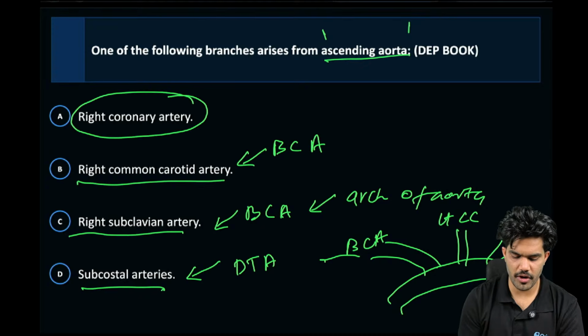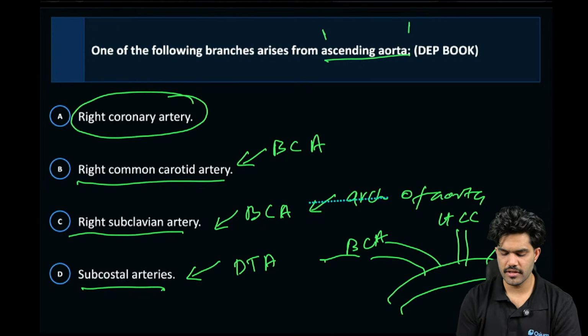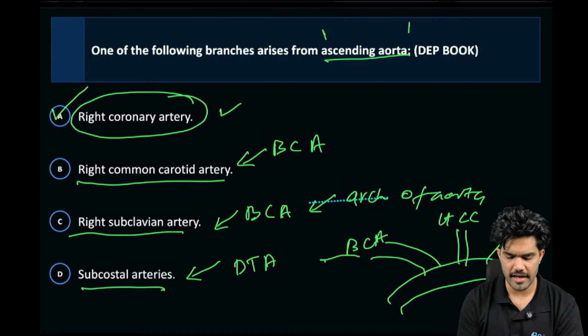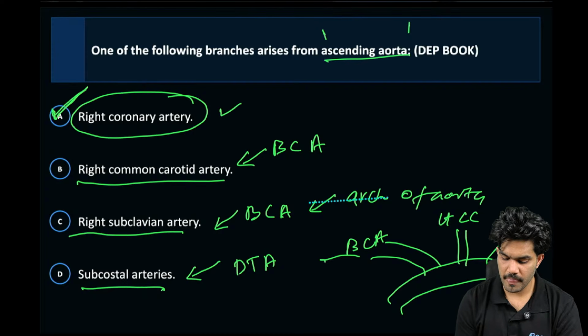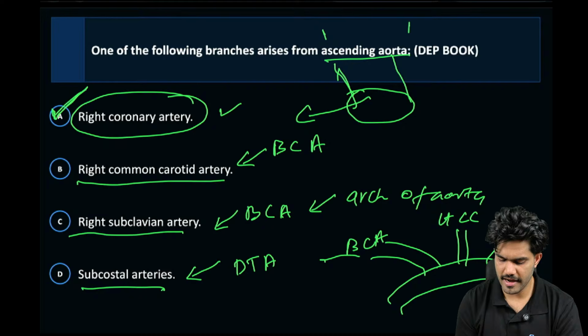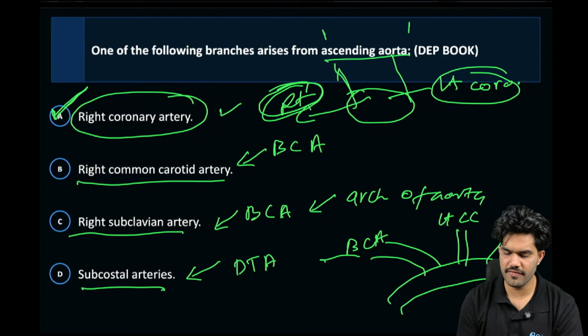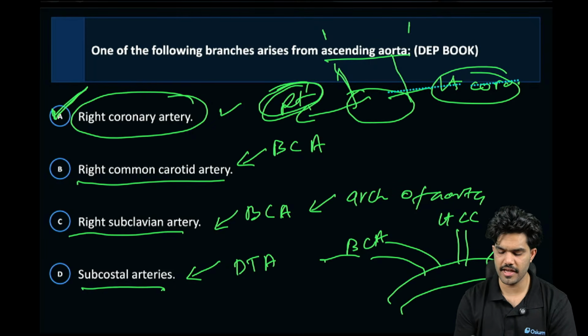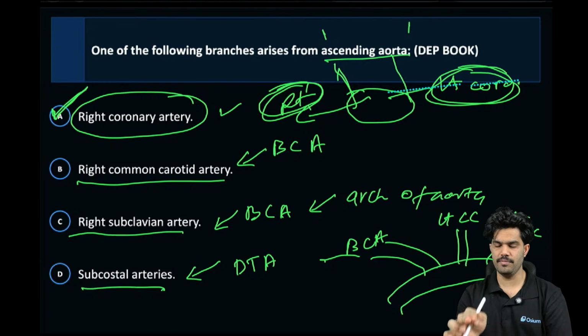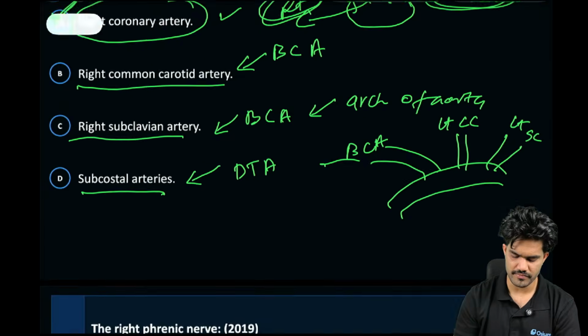So the only option, by exclusion, is the right coronary artery. By knowledge, how will you say? If this is the ascending aorta, yes, right coronary and left coronary. I have mentioned the origin again and again: right from the anterior aortic sinus, left from the left posterior aortic sinus.